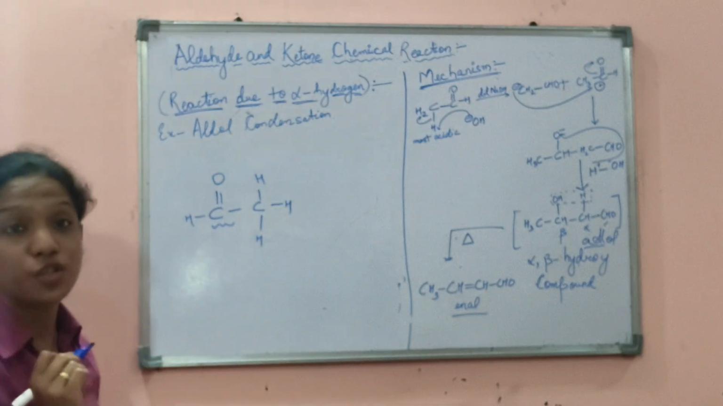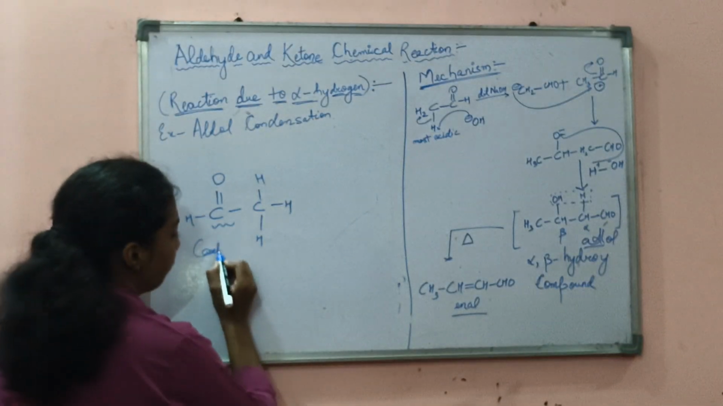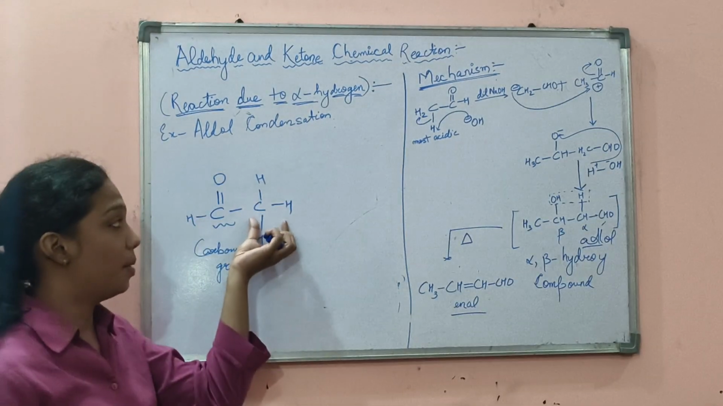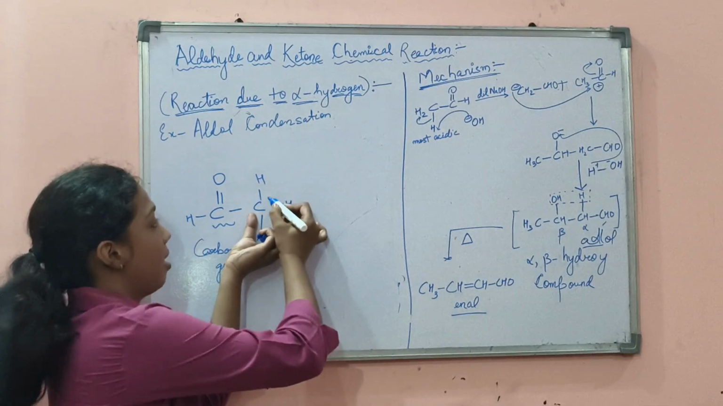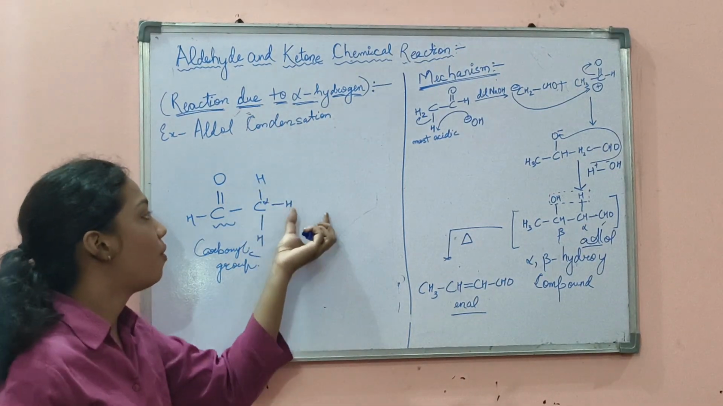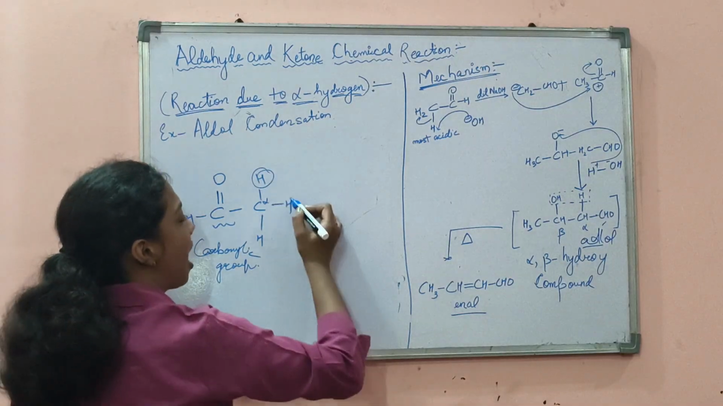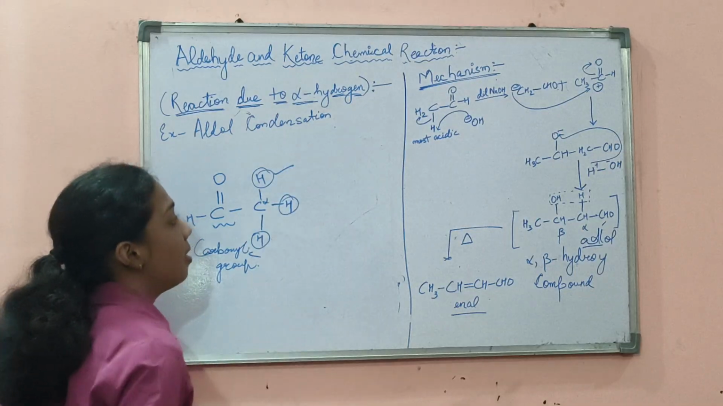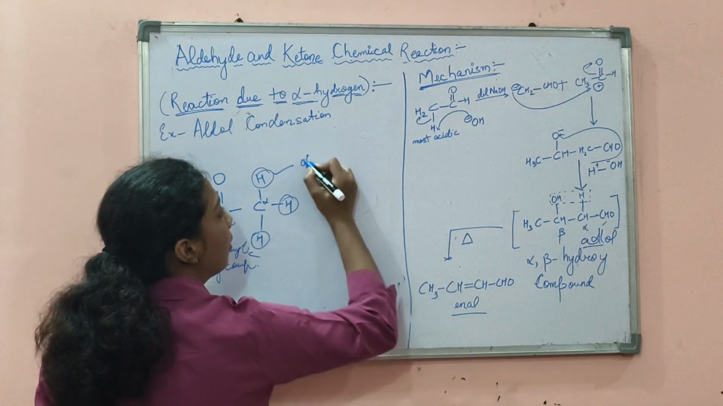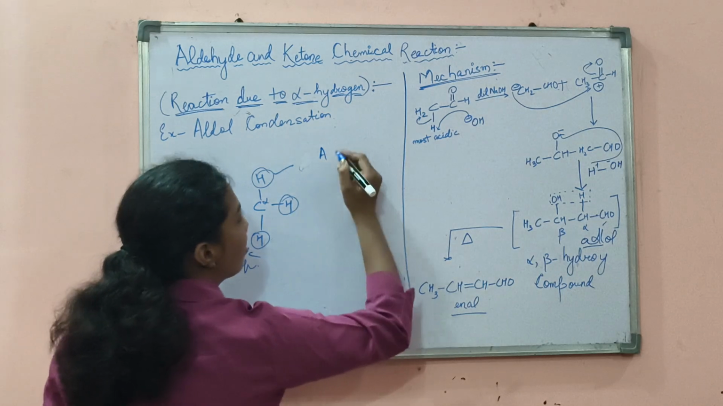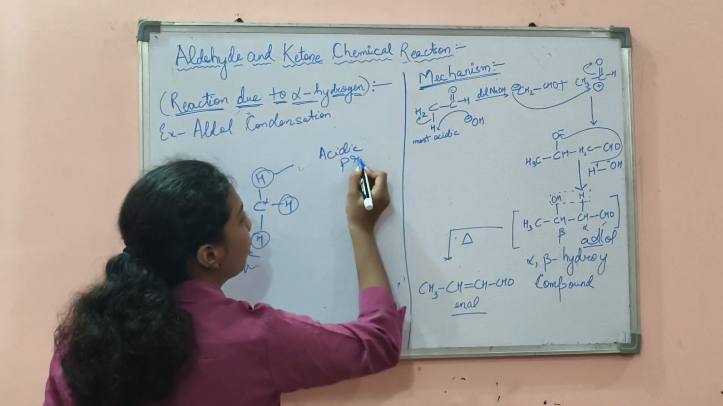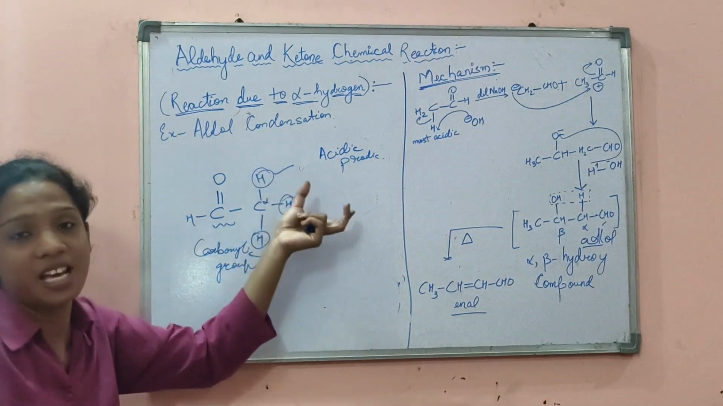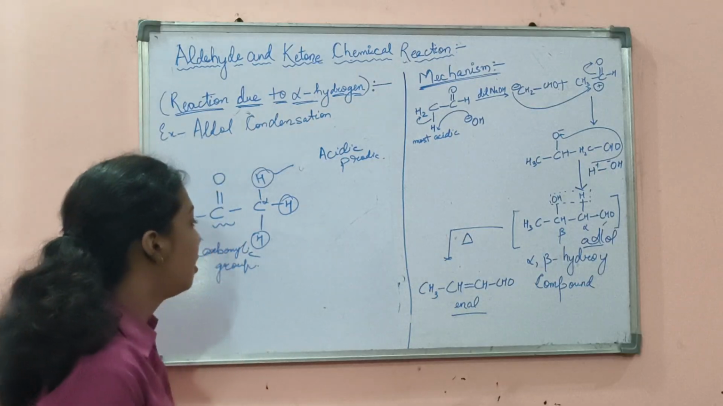Here is the functional group, known as the carbonyl group. Its neighboring carbon, which we call the alpha carbon, has 3 hydrogens. These hydrogens are called alpha hydrogens. We can also call them an acidic proton. Why are we calling it an acidic proton? As the carbon is more capable of donating this H plus ion, we call it an acidic proton.